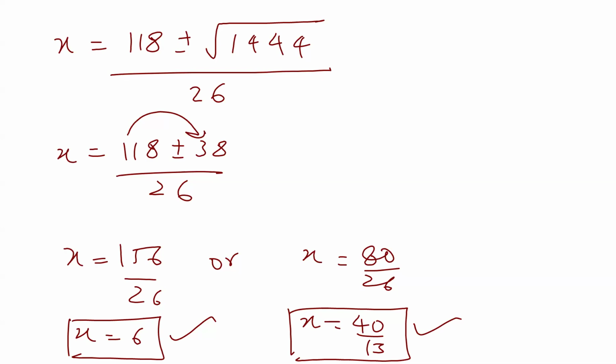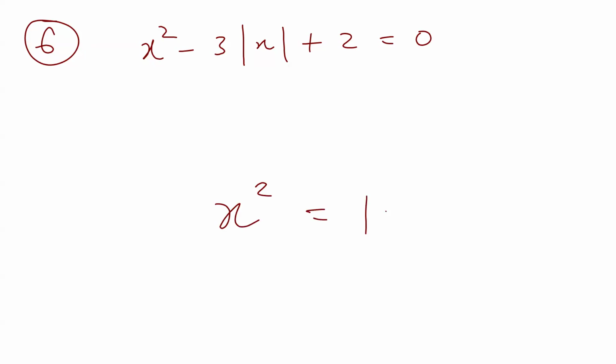Okay. So the next problem, last problem of this particular exercise, with this exercise number 1 is over. Question number 6, x square minus 3 into modulus of x plus 2 is equal to 0. Guys, now one technical question I'm asking you. Is x square and modulus of x the whole square one and the same? Yes, it is one and the same.